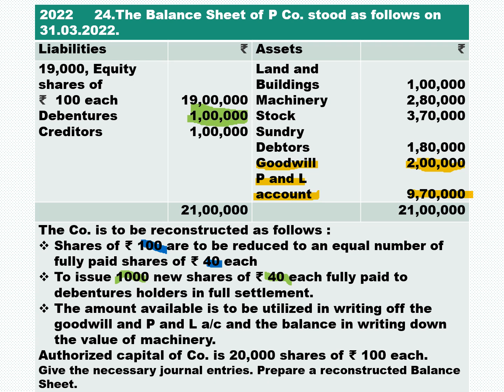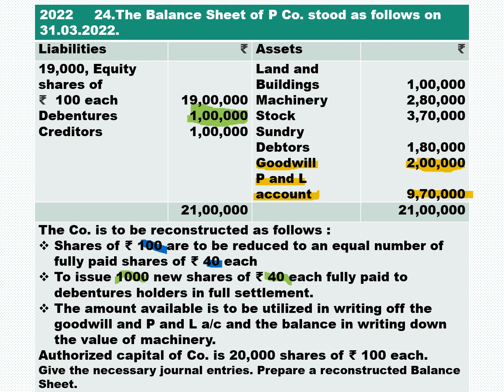So 1 lakh debentures are settled with 40,000 equity share. Then 60,000 is called capital reduction. The amount available is to be utilized in writing off the goodwill and PL account and the balance in writing down the value of machinery. So write off the goodwill, write off the PL account. Any amount remaining left, don't consider as capital reserve, treat that as depreciation on machinery.